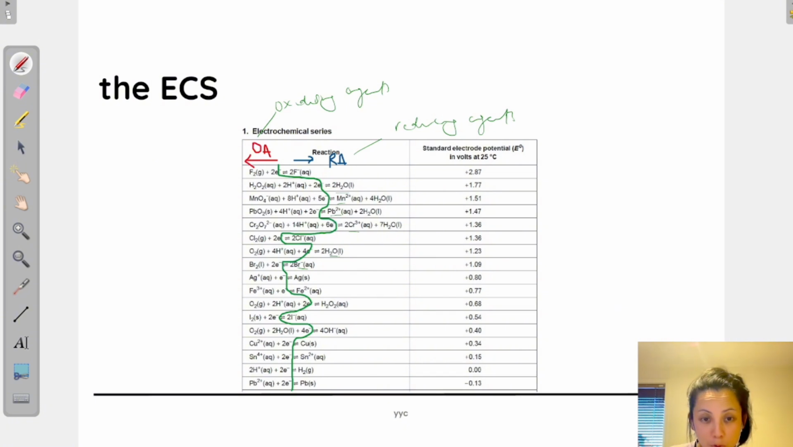If you draw a line just before the double arrow, everything on the left-hand side we would consider as oxidizing agents. So here, F2, peroxide, permanganate, lead oxide, that sort of stuff. All of these are your oxidizing agents, and the things on the right-hand side are your reducing agents. So fluoride ions, chloride ions, water molecules, silver solid, those are all reducing agents.